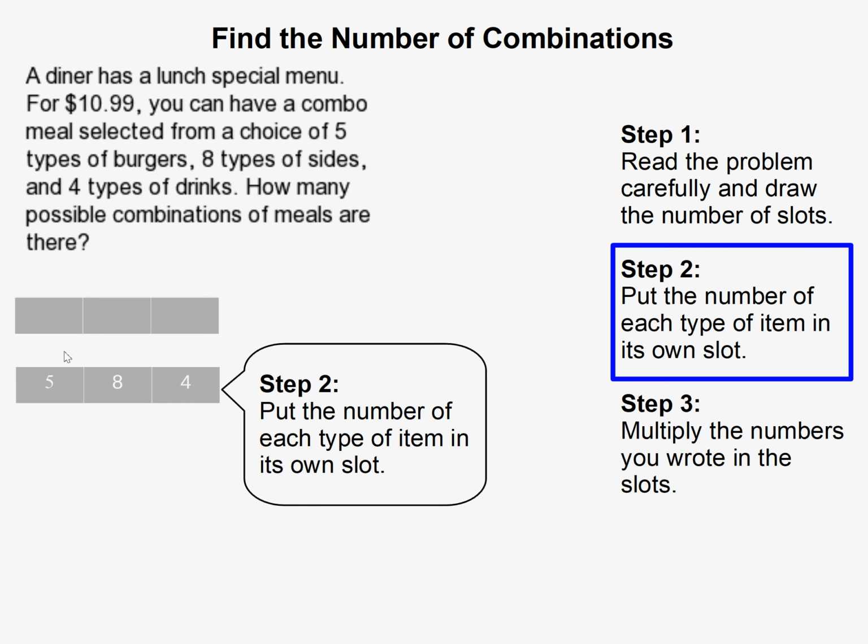I'm going left to right when I fill them in, okay? So there's 5 types of burgers, so I put a 5 here. There's 8 types of sides, so I put 8 here. 4 types of drinks, so I put a 4 there.